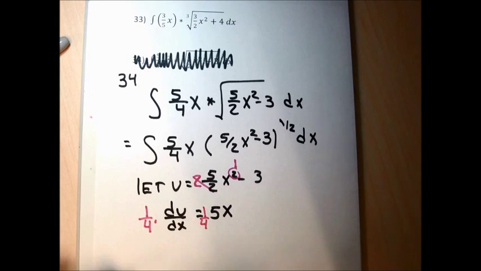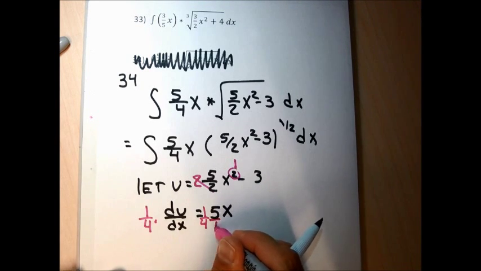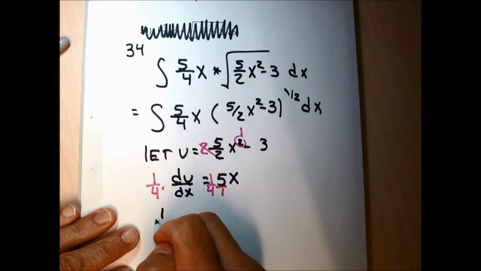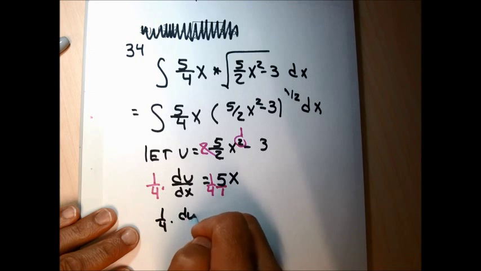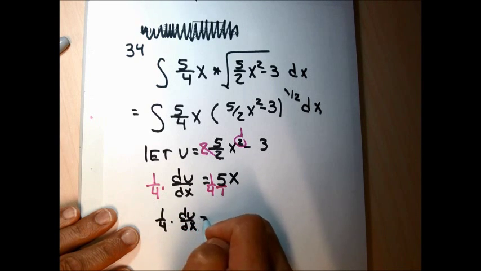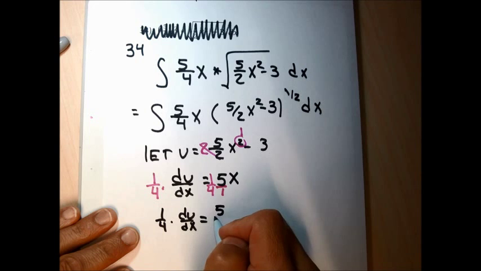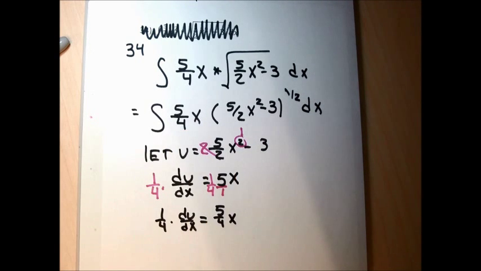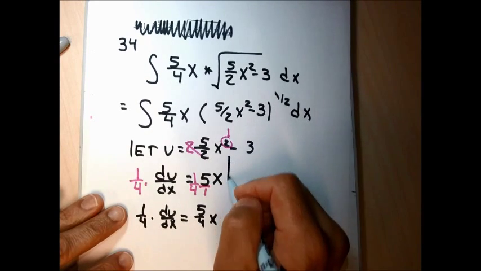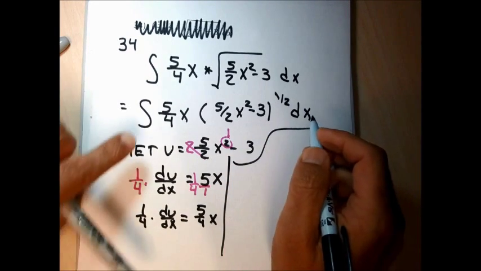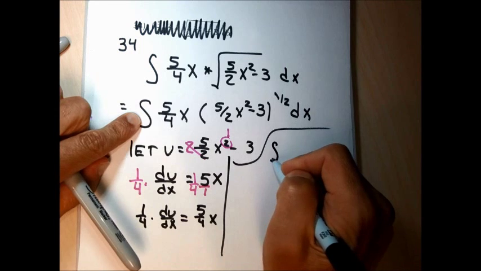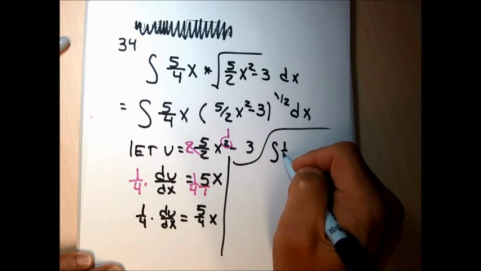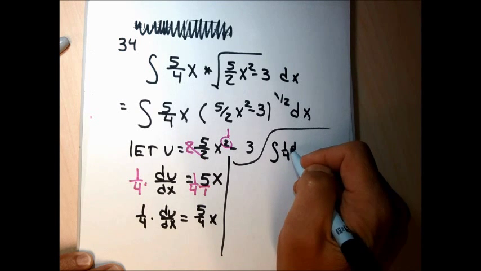And in order to do that, I'd have to think of the 5 as a 5/1. So on the left side, I'm going to get 1/4 times du dx. And on the right side, I'm going to get 5/4 x. And that's exactly what I was trying to replace. And so I'm going to do this off to the side here because I'm running out of room. So I'm going to rewrite this problem as, in place of the 5/4 x, I'm going to write 1/4 du dx.